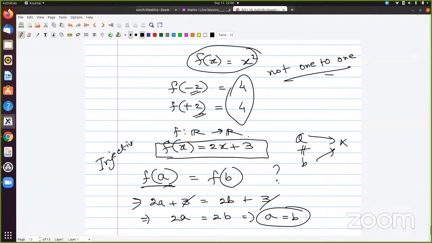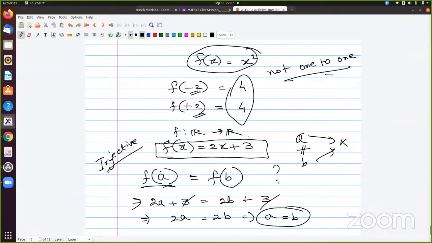Clear how you check for injectivity? Please repeat, sir. So for injectivity, what are we looking for? Two distinct inputs cannot go to the same output. So I have started with two inputs, A and B. I am checking whether they can go to the same output or not. So let us assume that they are going to the same output. For A I am getting output f(A) and for B I am getting output f(B). If they are the same, what happened?